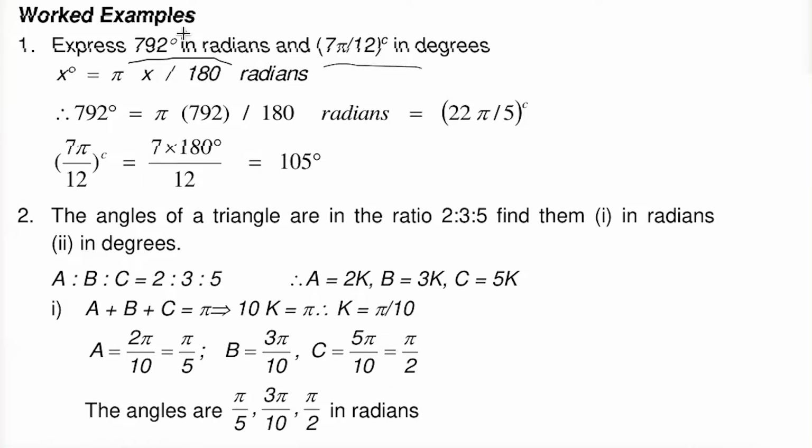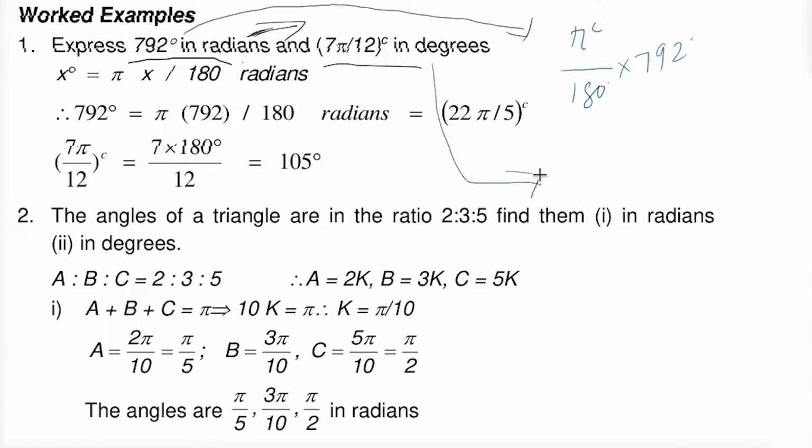If you want to express in radians, then always use pi at the top and 180 degree at the bottom, and then multiply the value. And if you want to convert into degrees, then 180 at the top and pi at the bottom, then multiply the value. Okay.